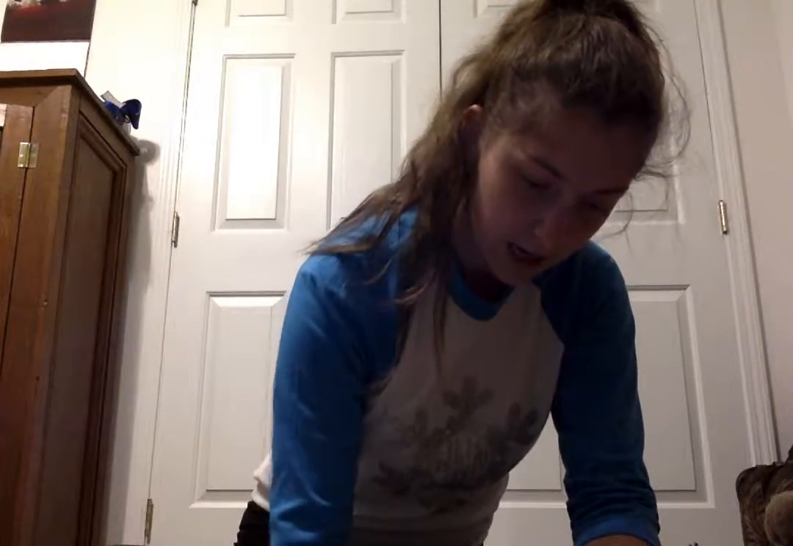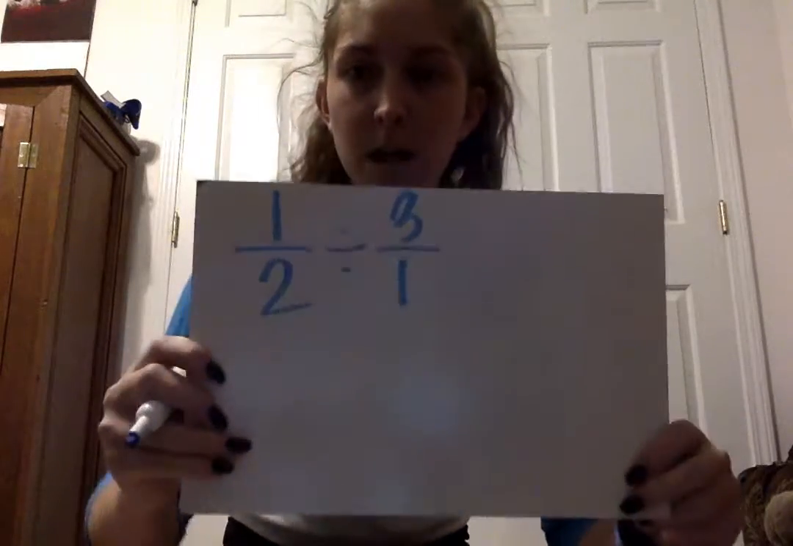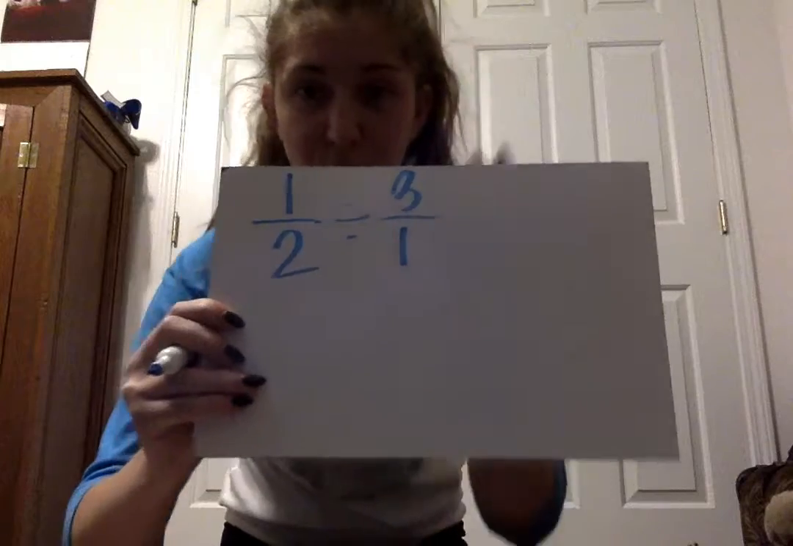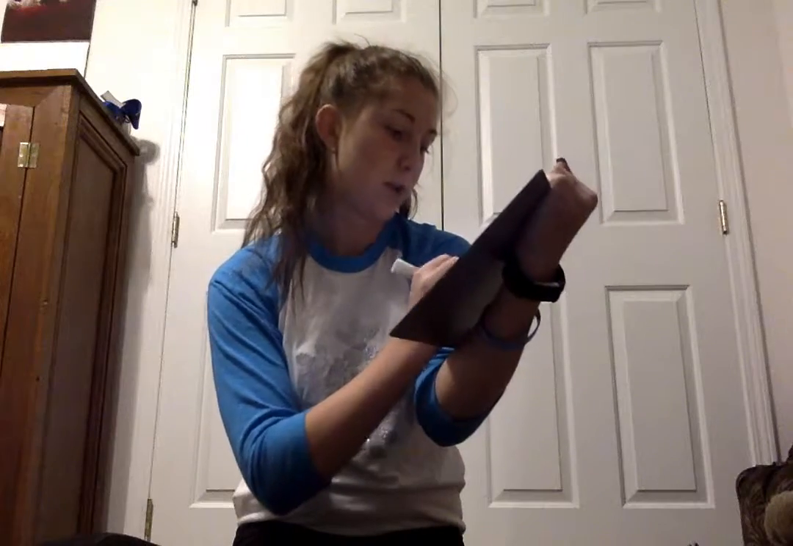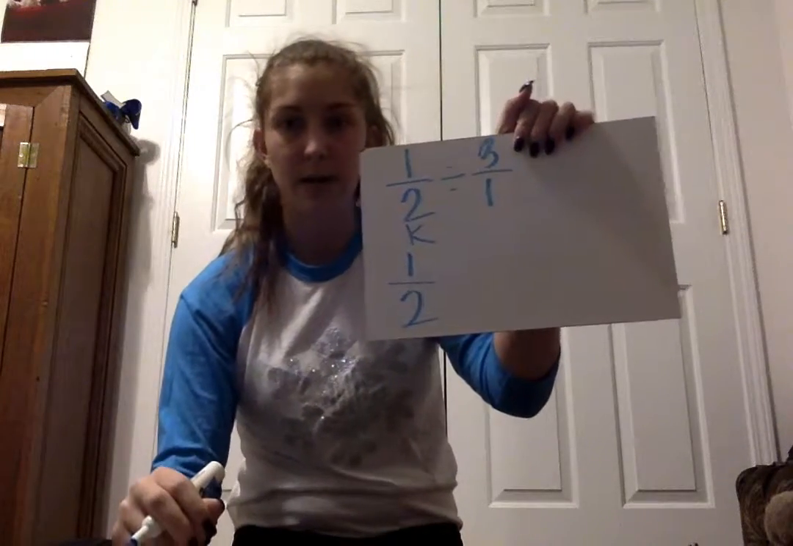So, the next thing that we need to talk about is how to keep, change, change. And this is where we're going to have to find the reciprocal of a fraction. So, for example, if I had the fraction 1/2 divided by 3/1, and I'm going to rewrite that real quick: 1/2 divided by 3/1. I have to keep the first fraction the same. So I'm going to keep 1/2 the same, and I'm going to go ahead and rewrite it so I have the correct problem down here on the bottom.